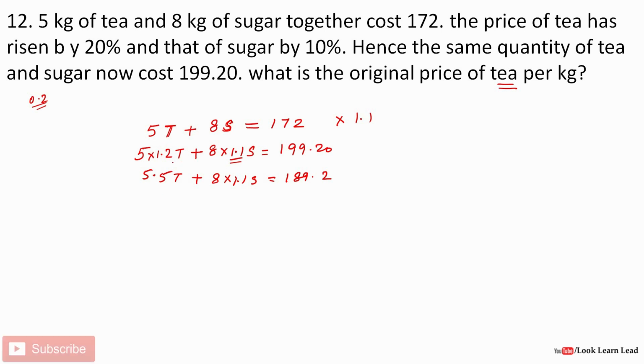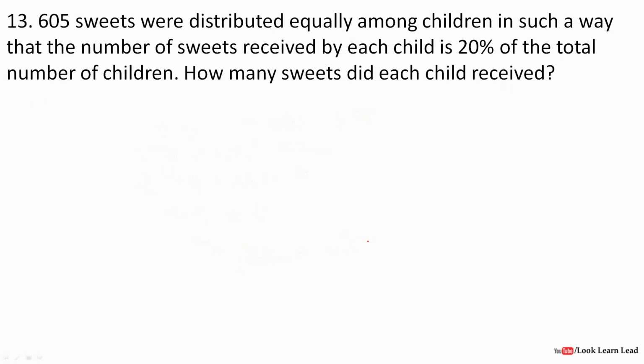Okay, so I'll just subtract. 6 minus 5.5 is 0.5t. The sugar term will just cancel out. If we subtract, we get 10. So t would be equal to 10 divided by 1 by 2, which is equal to 20. So 20 would be the answer for this question. Okay, next question, let's see.